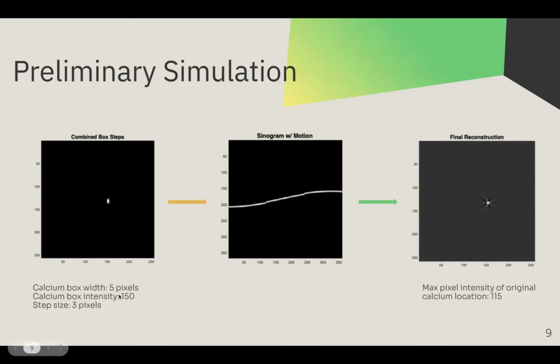And the box intensity, we made it to be 150. This is the final reconstruction from the sinogram pieced together. As you can see, there are artifacts from that motion, and the maximum pixel intensity of the original calcium location was attenuated to 115. The way we define the original location is by the first position of the calcium box.